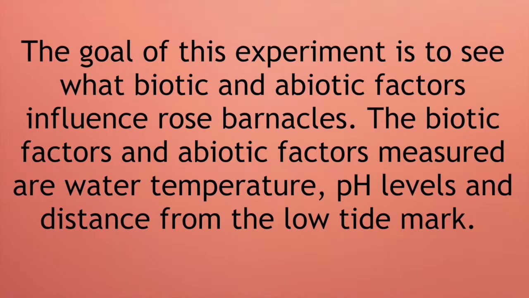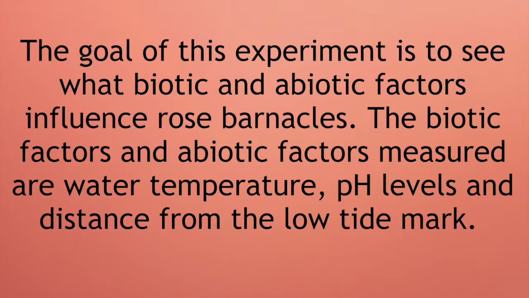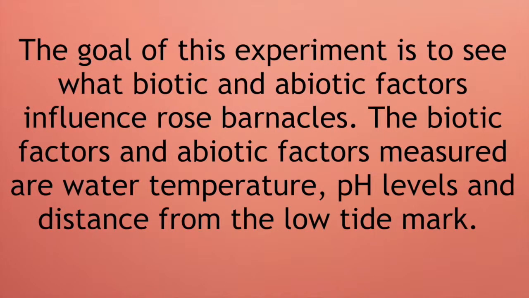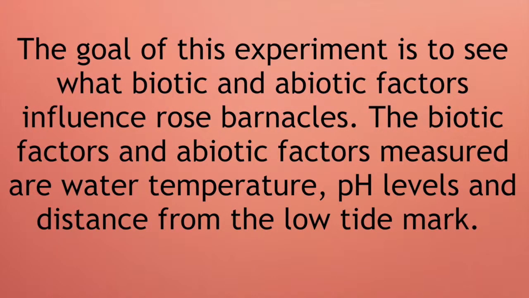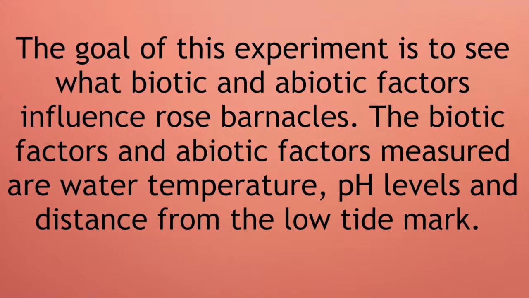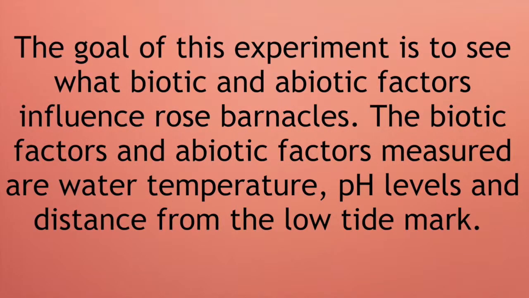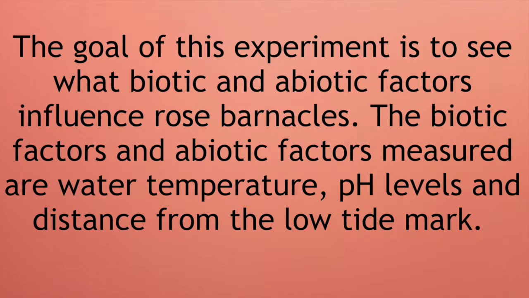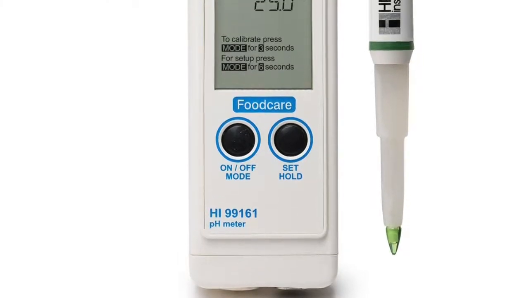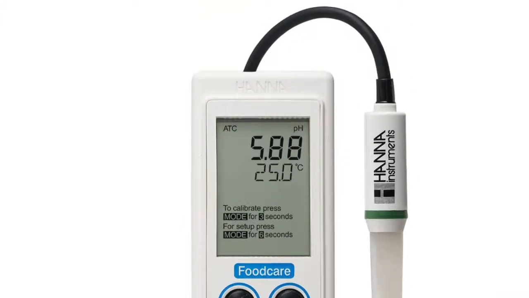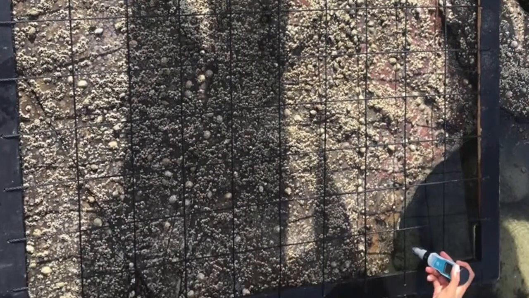The goal of this experiment is to see what biotic and abiotic factors influence rose barnacles. The factors measured are water temperature, pH levels, and distance from the low tide mark. The materials used to test these factors were a thermometer, a pH reader, measuring tape, and a quadrat. The method in which we tested these factors was as follows.